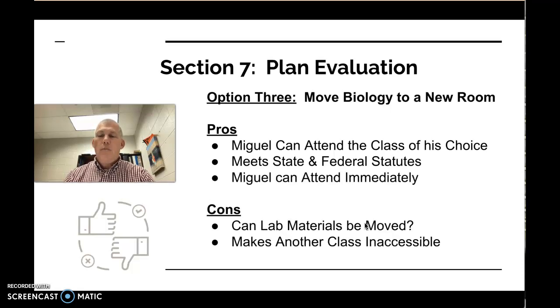With option 3, moving biology to a different room that is accessible currently, the pros are similar to the second option: Miguel will get to take the class of his choosing, and it will meet state and federal disability requirements. Another advantage is that Miguel can begin taking biology immediately.